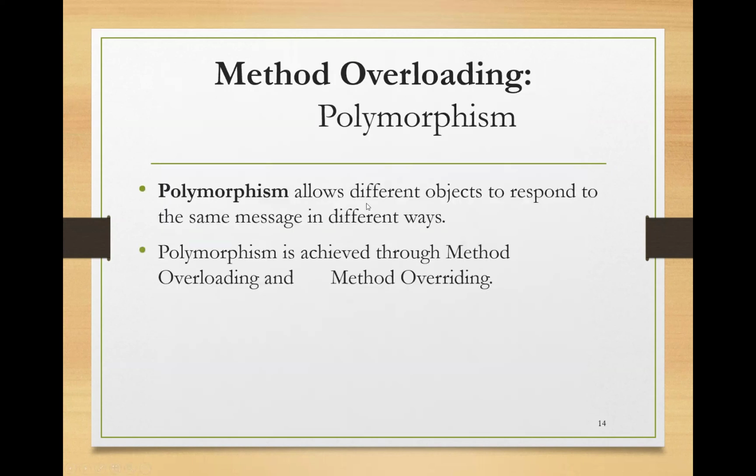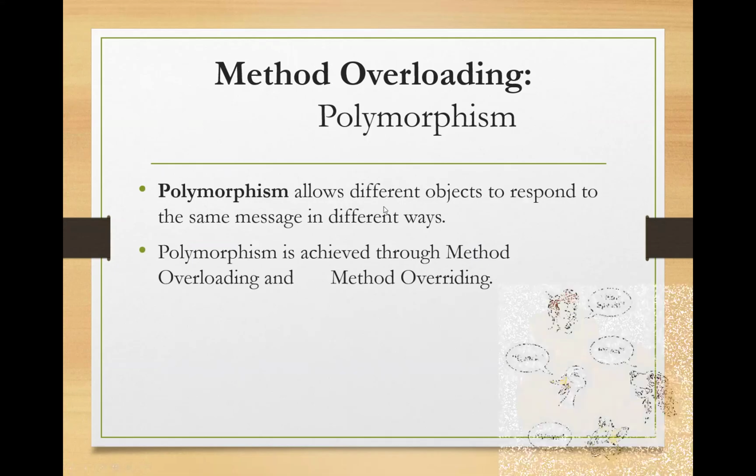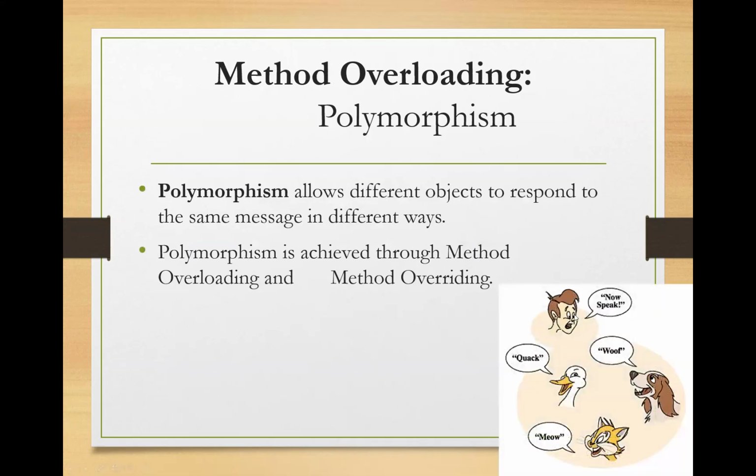Right. Polymorphism means allowing different objects to respond to the same message in different ways. Therefore, polymorphism can be achieved through method overloading and method overriding. We have already discussed overloading and overriding. And now for an example, when you say speak, different animals would make different noises. That is how for the same command speak, different objects would act differently.